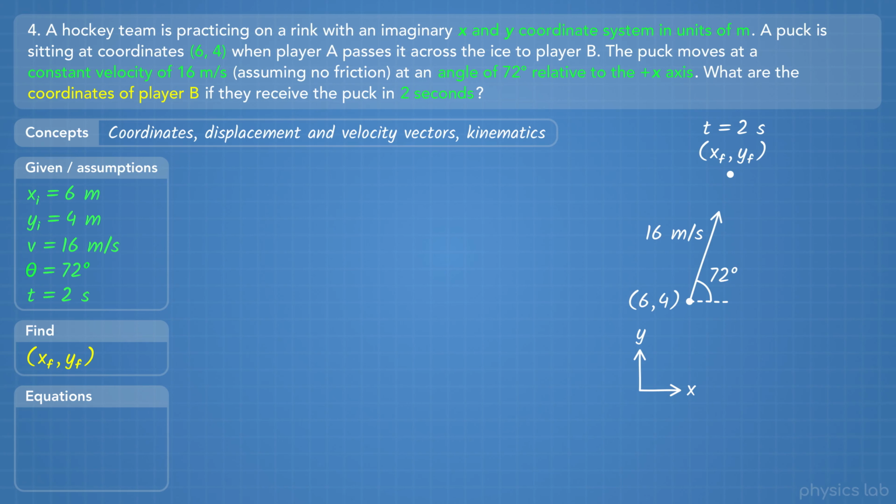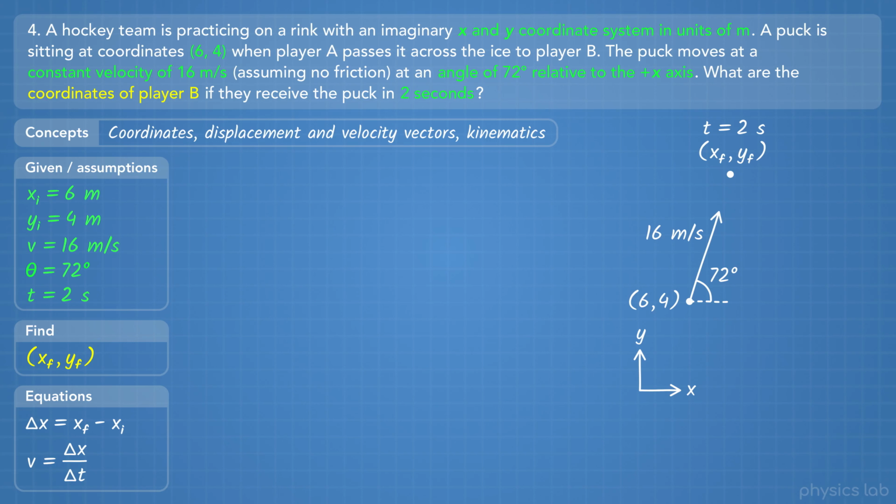Since we're working with vectors, we need the usual equations to find the components, or the magnitude and angle. But since this problem involves velocity, time, and initial and final positions, let's write down these two equations for displacement and velocity.